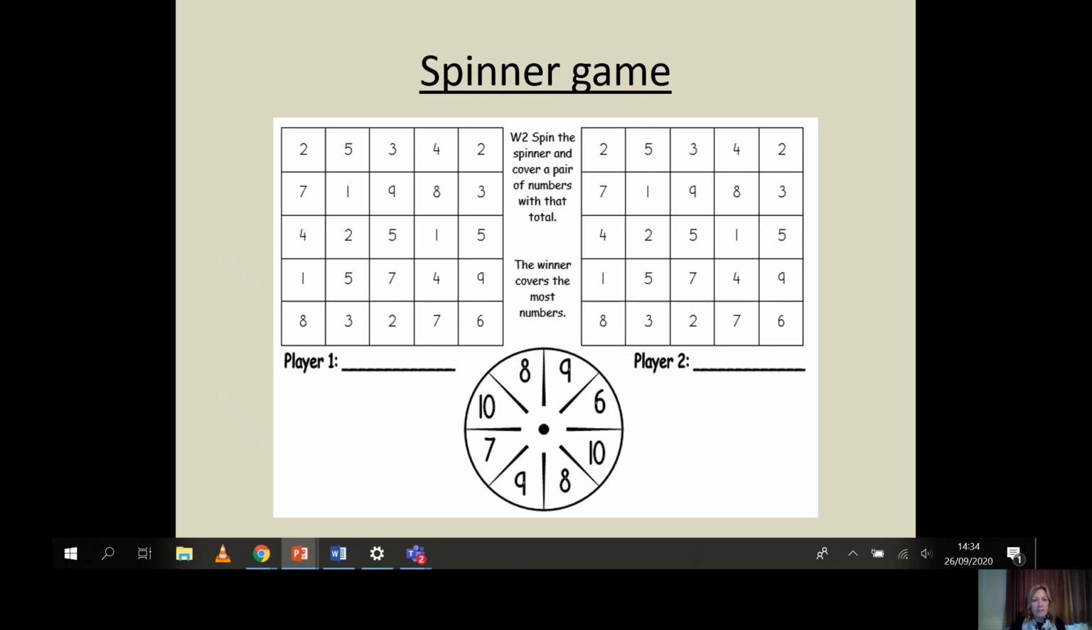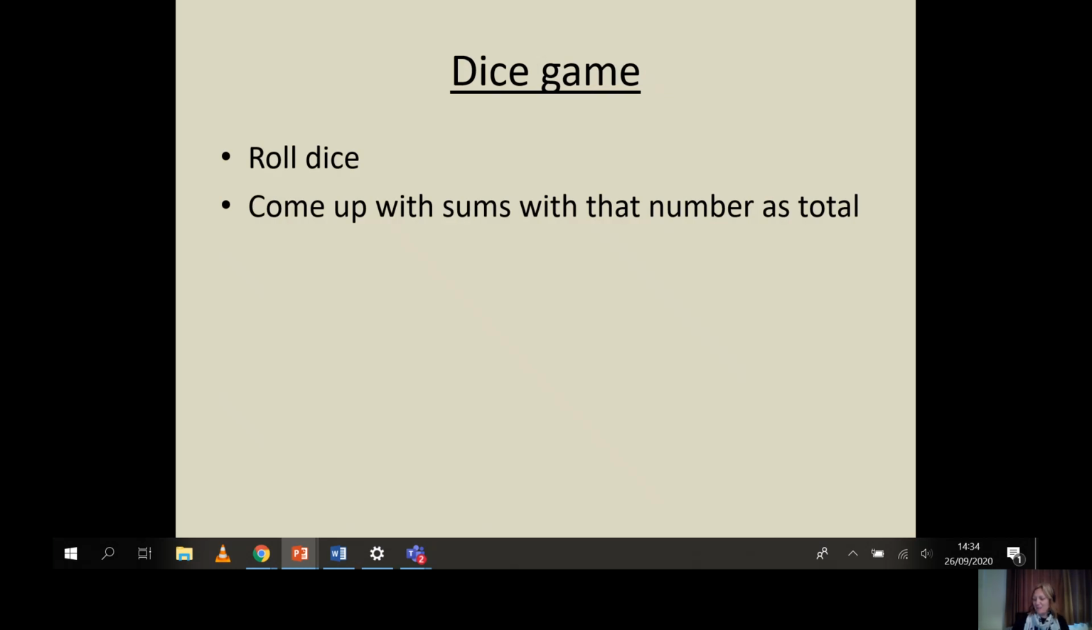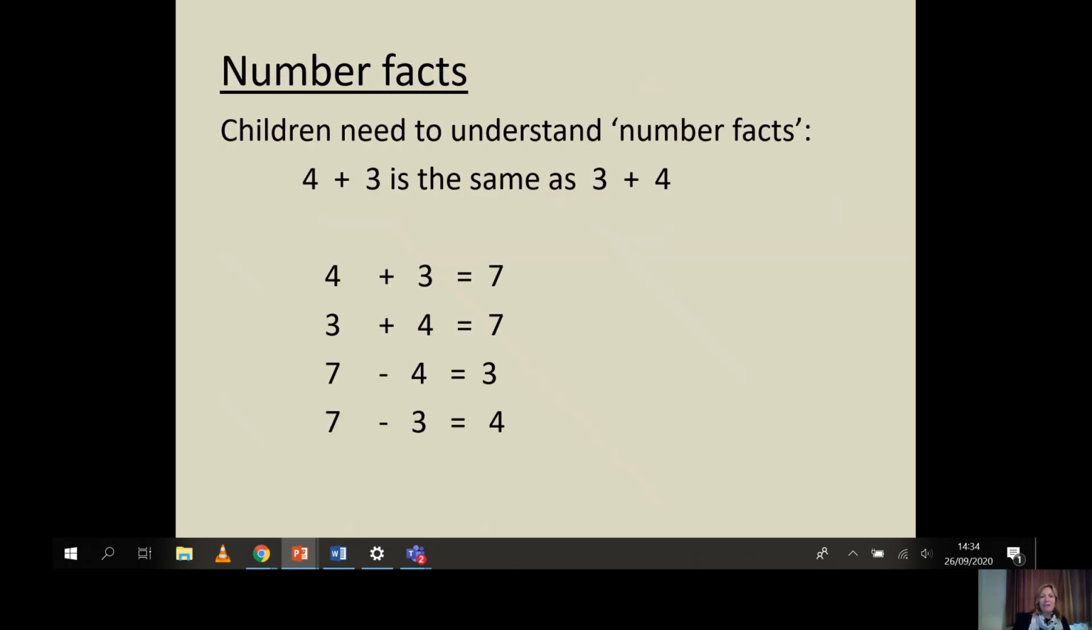So if I spin a 4, a pair of numbers. So any two numbers that make 4. So I might cover on my grid 3 and 1. Oops, that's what I get for touching the board. I might cover 3 and 1.